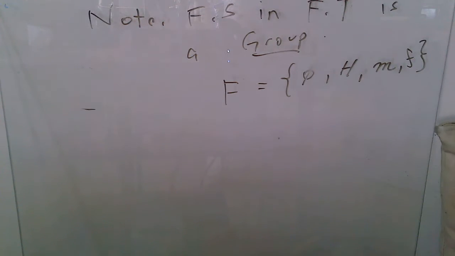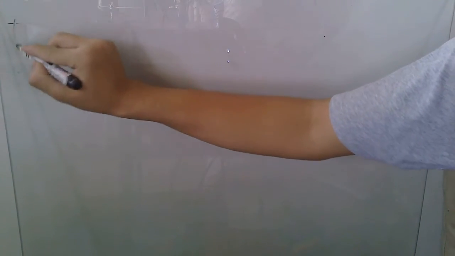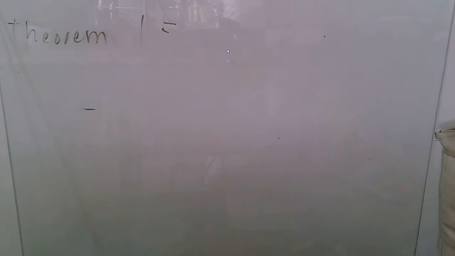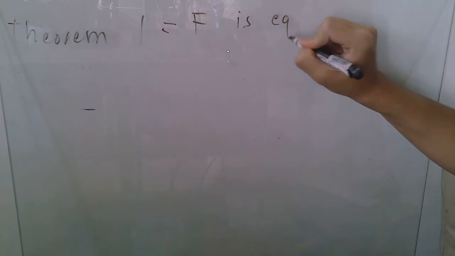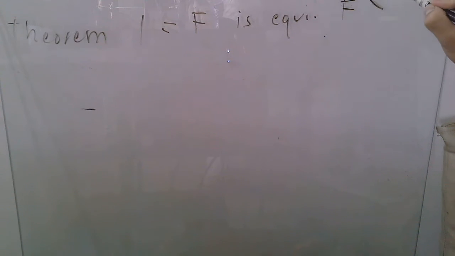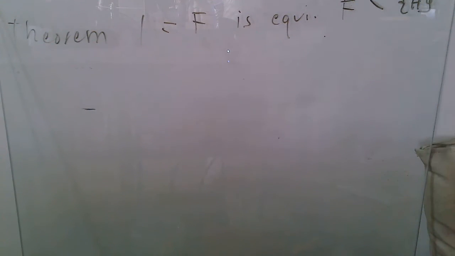The first thing I want to discuss before going to the Kirov-Argyle paradox is theorem number 1. This theorem states that F is equidecomposable with itself minus the set H, or the subset that contains H.